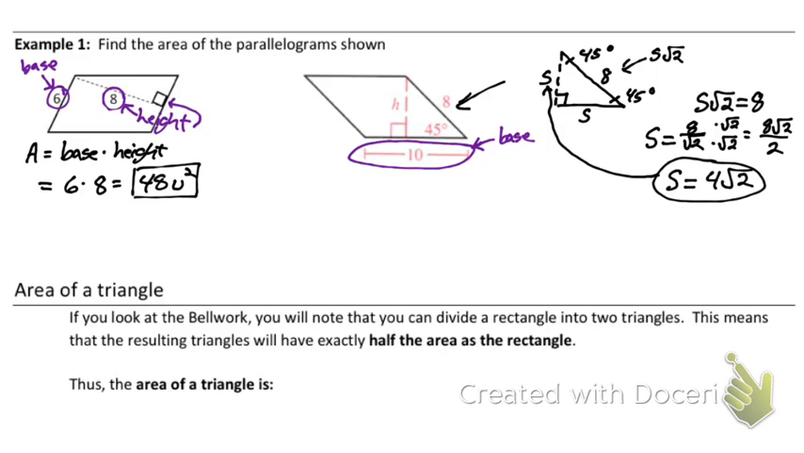We know the base is 10. I just needed to find the height, which was 4 square root of 2. So our area is going to be base, which is 10, times that 4 square root of 2, which equals 40 square root of 2. That says 4. I meant to say 40 square root of 2. There's no units on it, so I'll just put units squared.